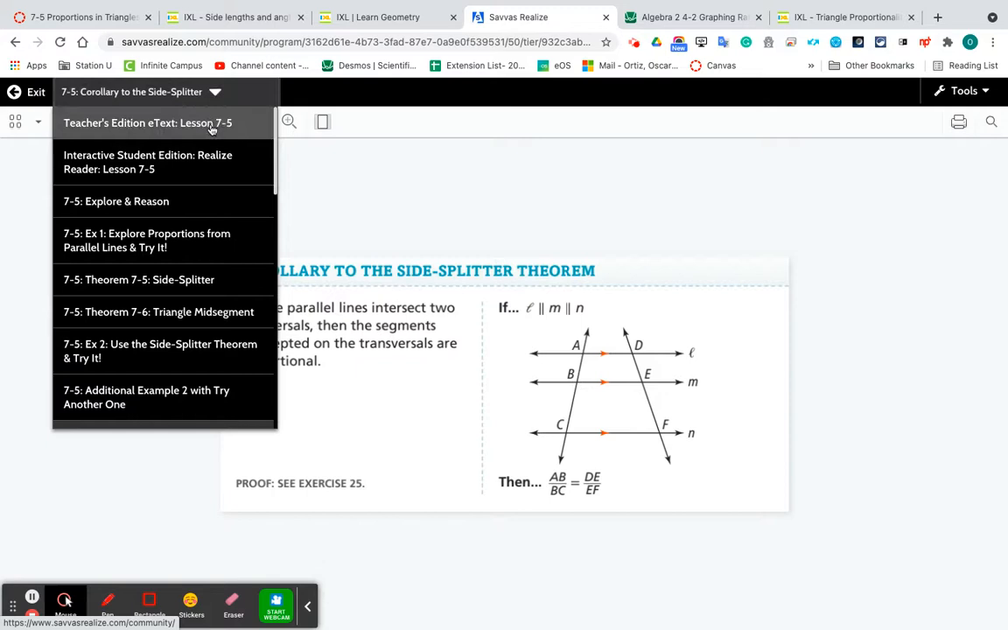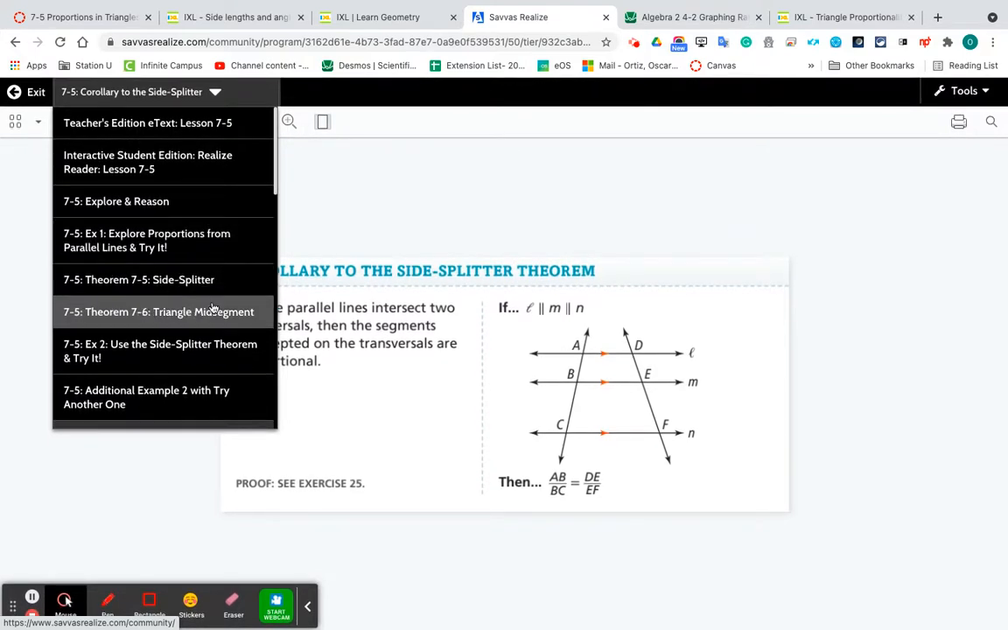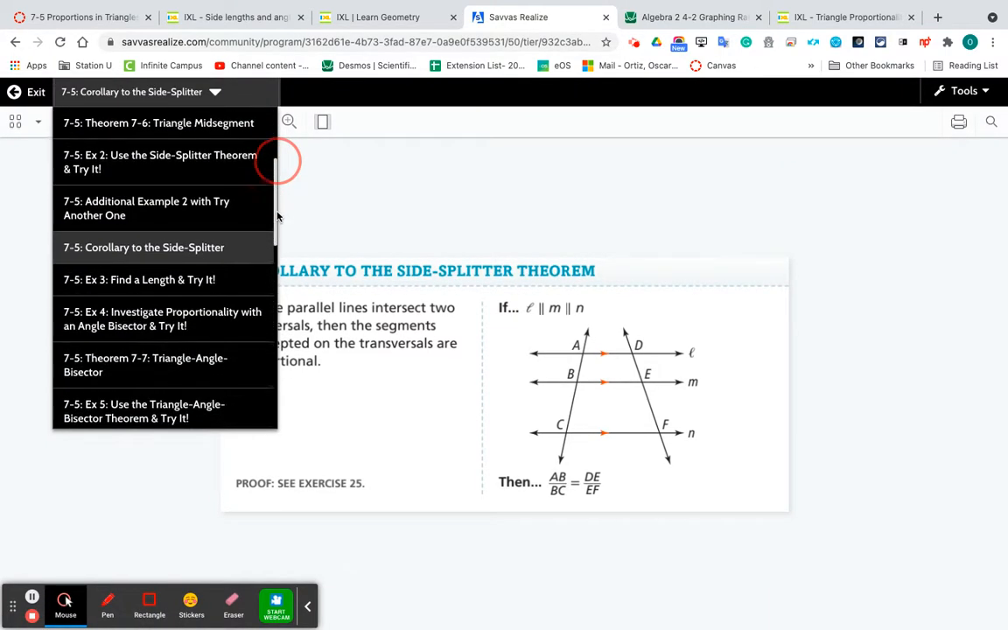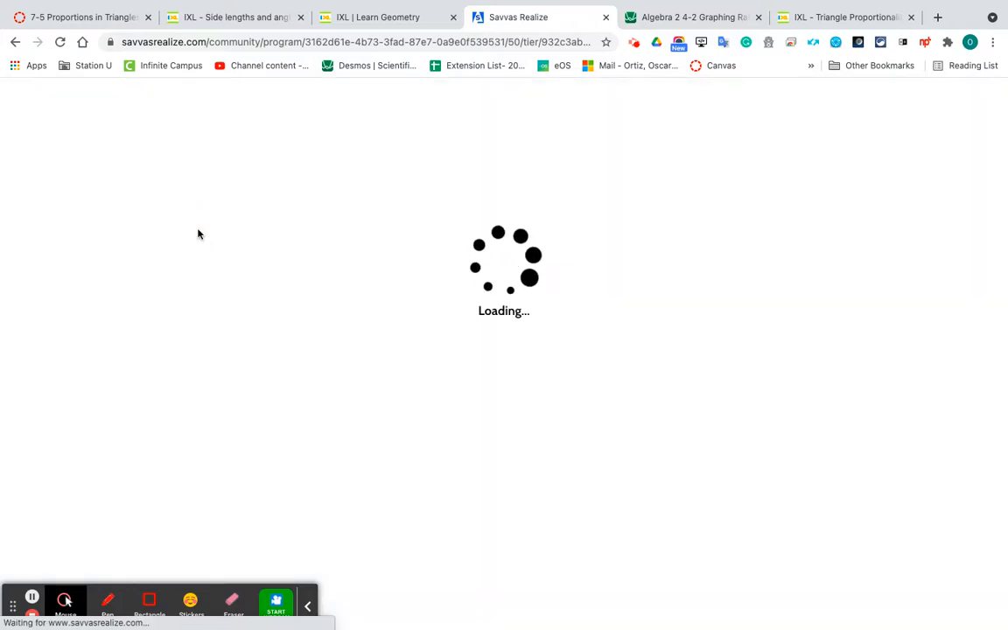Apart from this, we can use our side splitter theorem to establish a theorem about the bisector of one triangle. So we'll try this next. It's called the triangle angle bisector theorem.